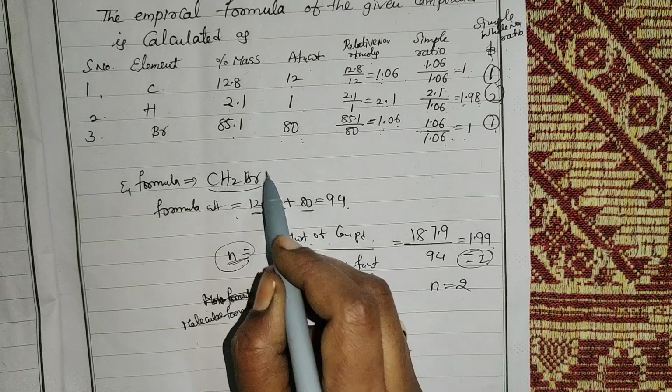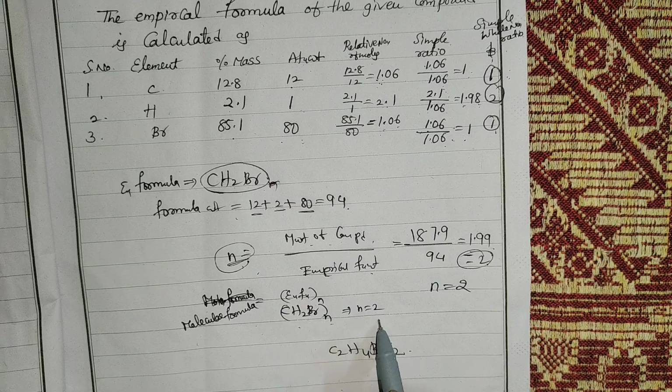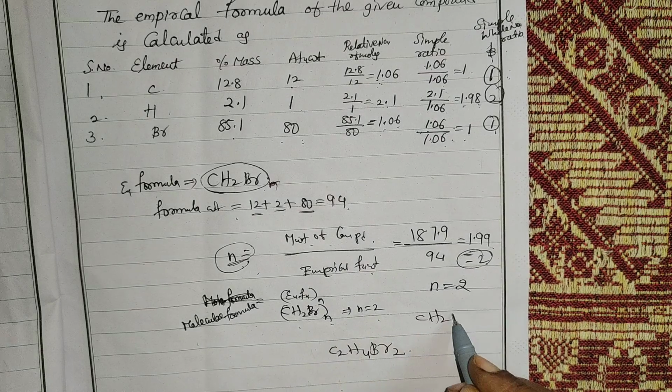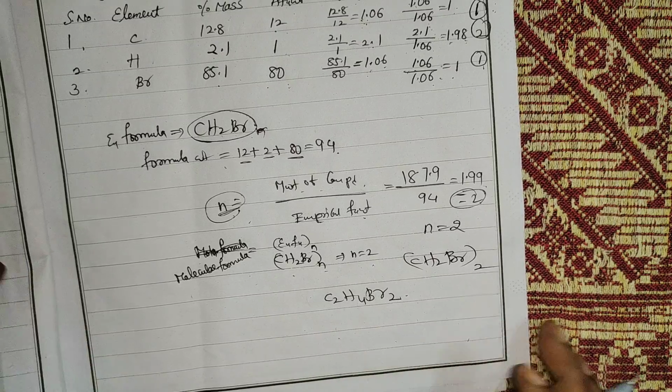You already know the empirical formula, CH2Br, taken N times. So here CH2Br taken 2 times, and finally we get C2H4Br2.